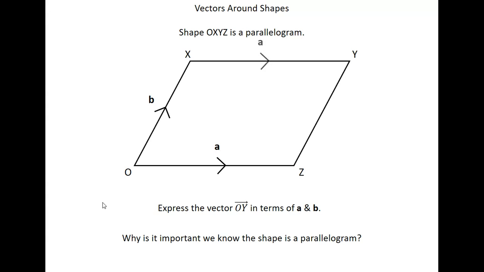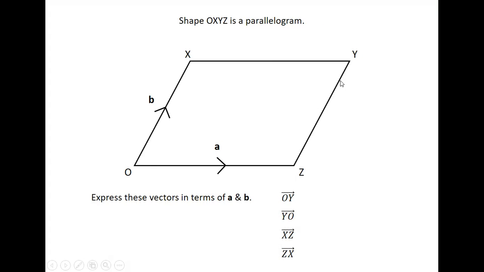First one, express the vector OY in terms of A and B. Now we do know parallel and opposite and they are equal vectors. OX is parallel to ZY and they are equal, hence they would be the same. So O to Y would be O to Z plus Z to Y, which is A plus B.